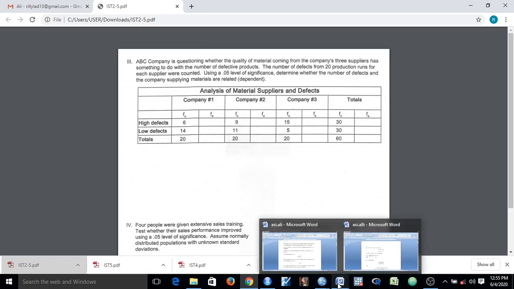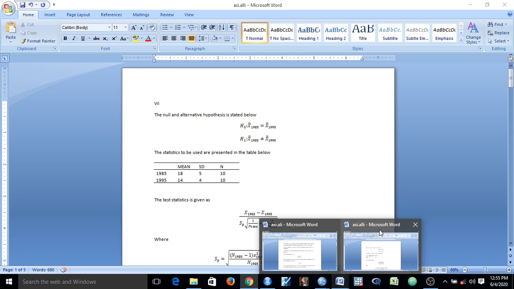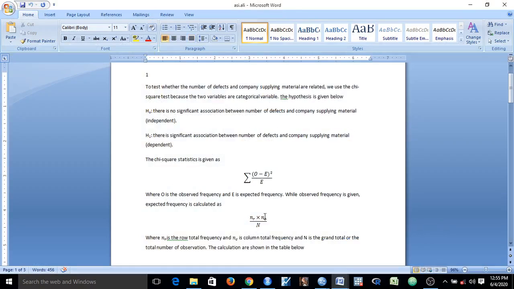So we proceed to see. We need to use the chi-square test of independence, because our two variables are categorical. The first variable is the supplier, which is categorized into company 1, 2, 3, and the second variable is the defect, which is low defect and high defect.